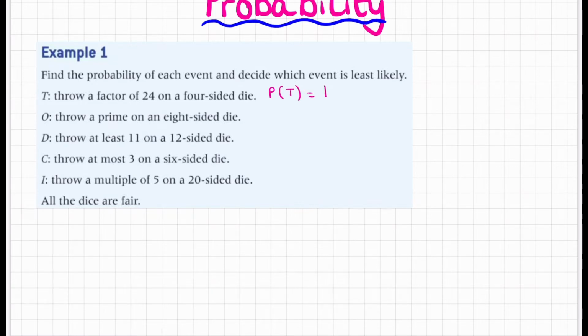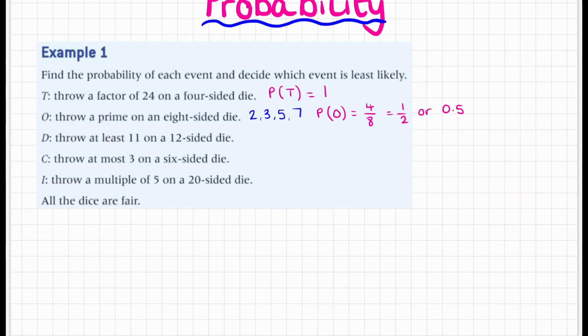So for the event O, throw a prime on an 8-sided dice. So we have to think about an 8-sided dice, numbered 1 to 8. What are the prime numbers in that? Which would be 2, 3, 5 and 7, which means there are 4 prime numbers on an 8-sided dice, so the probability of this occurring would be 4 over 8, which we then would need to simplify to a half, or you could write it as 0.5.